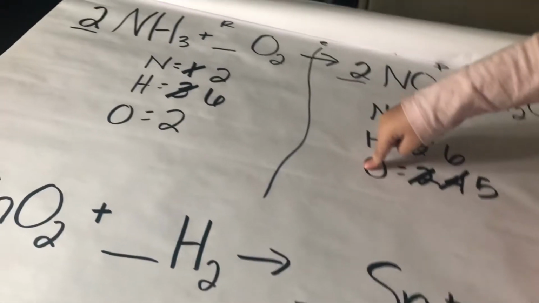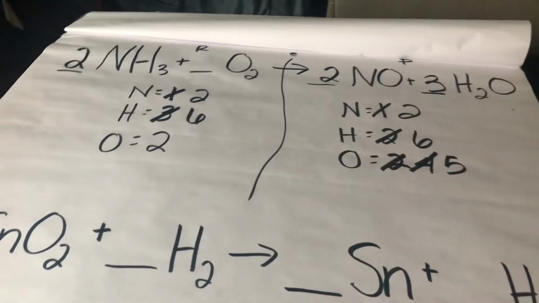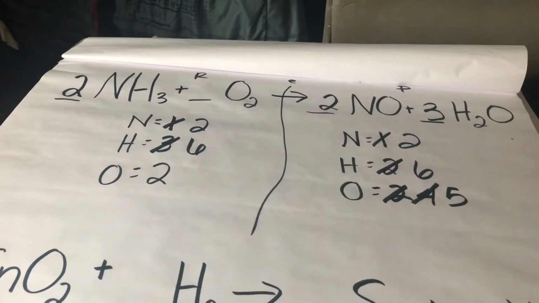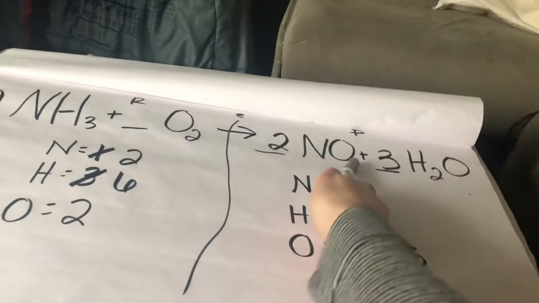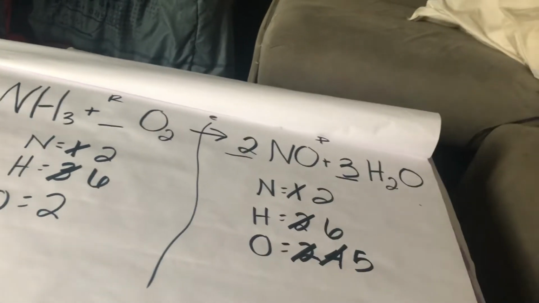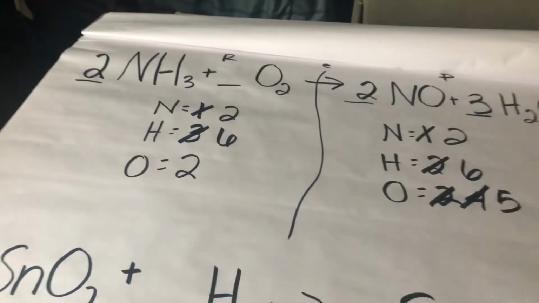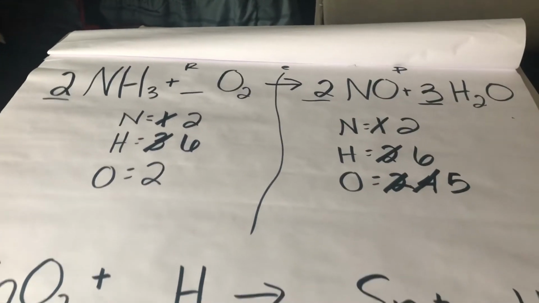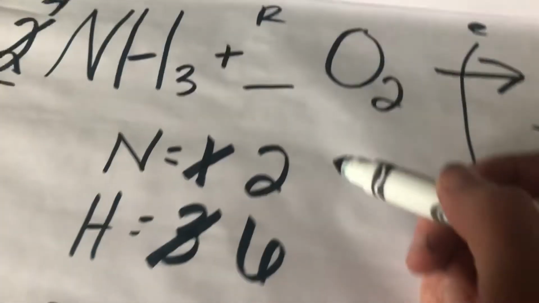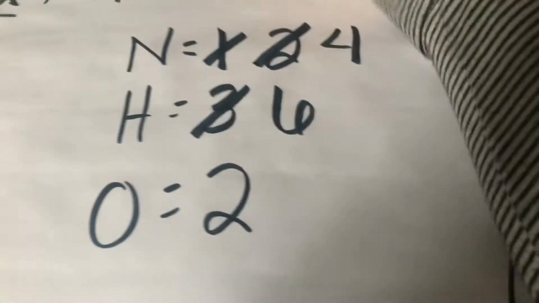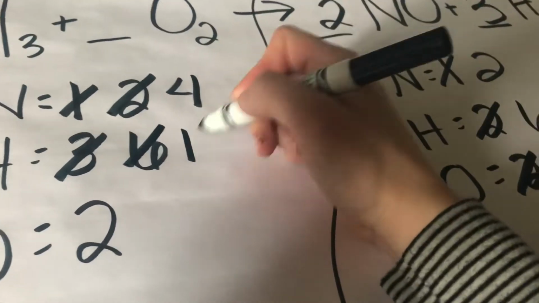Now here is my problem. I am never going to be able to get an odd number of oxygens over here, and right now I have an odd number, 2 and 3. So if I ever get stuck like this, and I know that I'm never going to be able to get an odd number, that just means that I have to multiply the whole thing by 2. So where I had a 2, I'm going to change that to a 4. And that's going to change this to be 4 nitrogens, and that's going to change my hydrogens to be 4 times 3, which is 12.